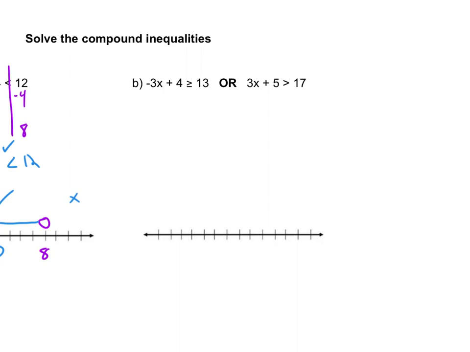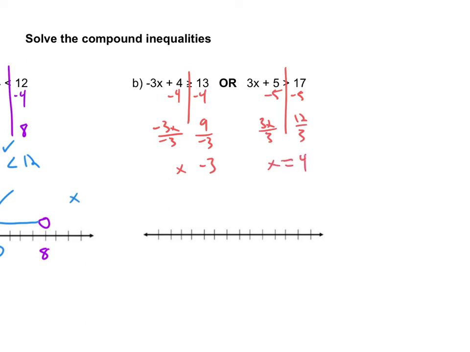So now this one, same type of thing. I'm just going to go ahead and set up and solve and find the boundary point first. So I'm going to take off 4 from both sides, get to 9. Got negative 3, so I'm going to divide by negative 3. X is going to be, one of my boundary points is going to be at negative 3. Then I'm going to do the other side here. So 12 divided by 3. X, my other boundary point, is going to be equal to positive 4. So I'm going to put positive 4 and I'm going to put negative 3.